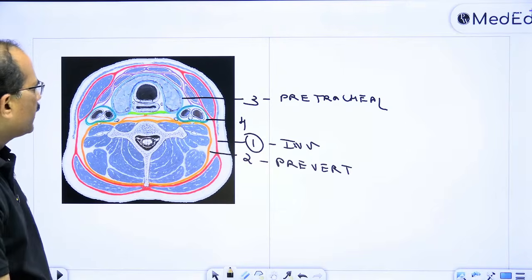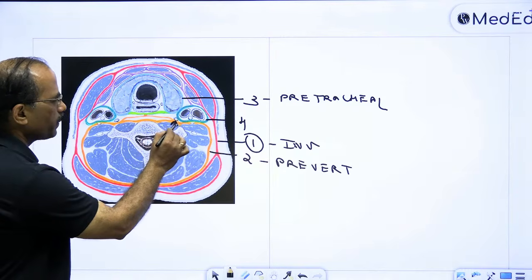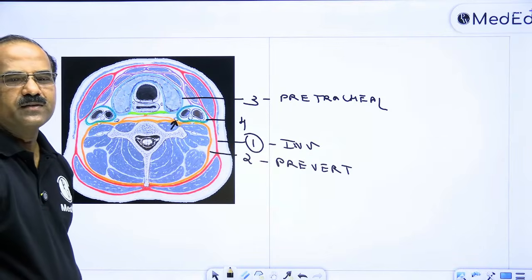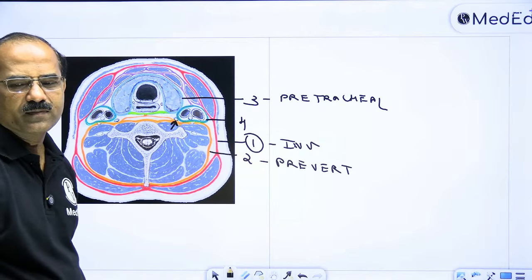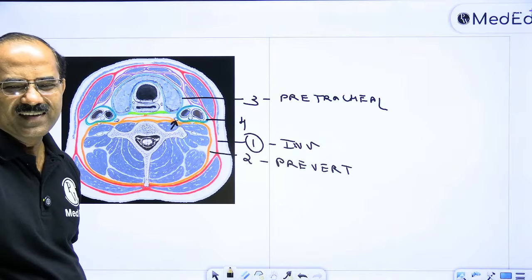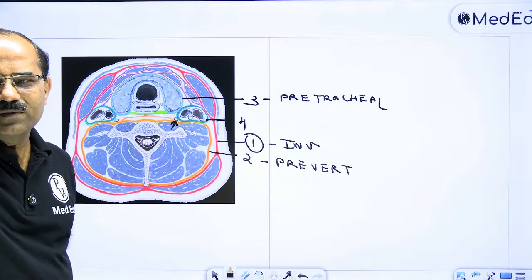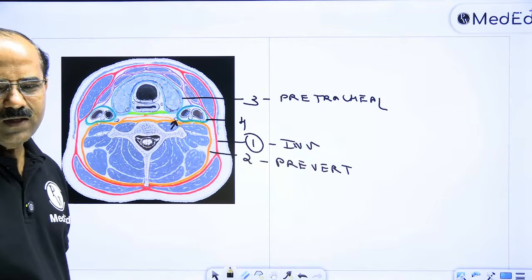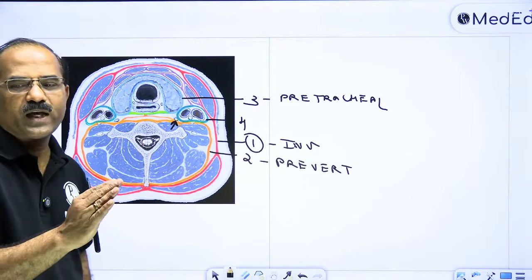Fine. Can anyone tell me what is this structure? Look at this. What lies medial to the carotid sheath? Medial to the carotid sheath. What is this structure lying medial to the carotid sheath?